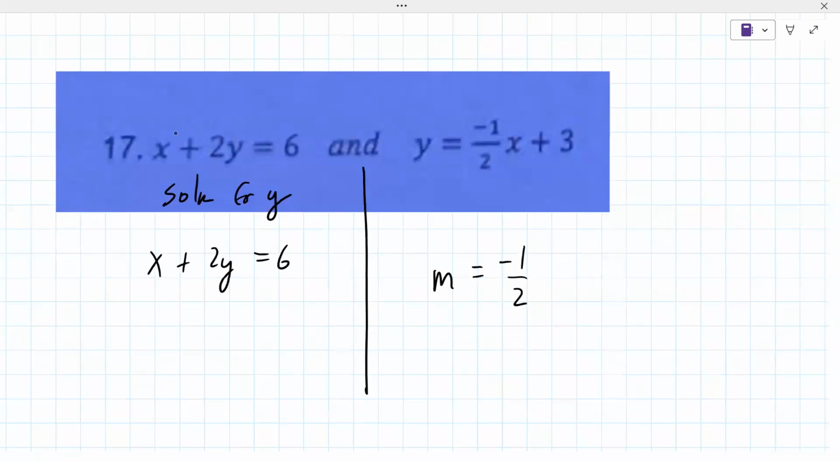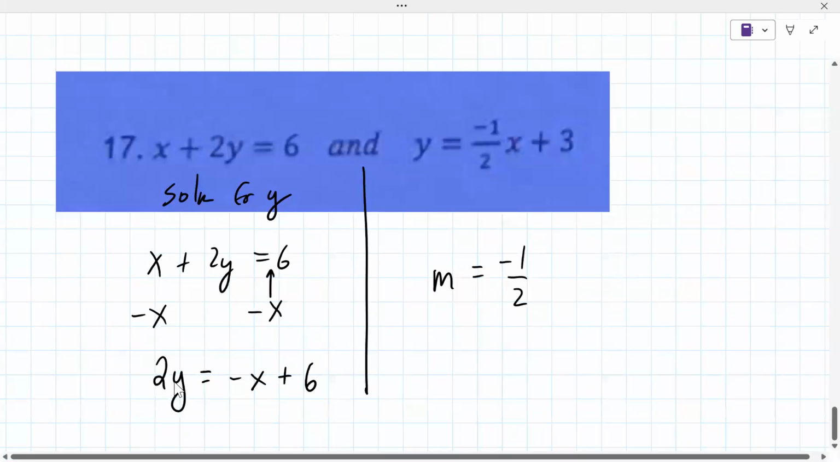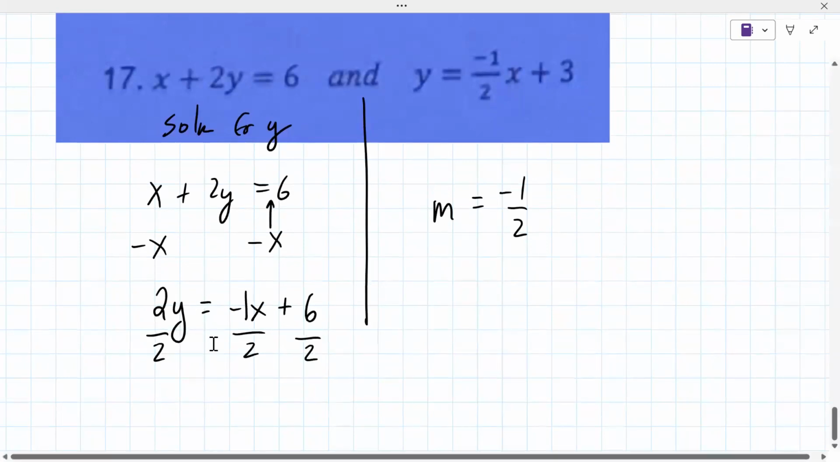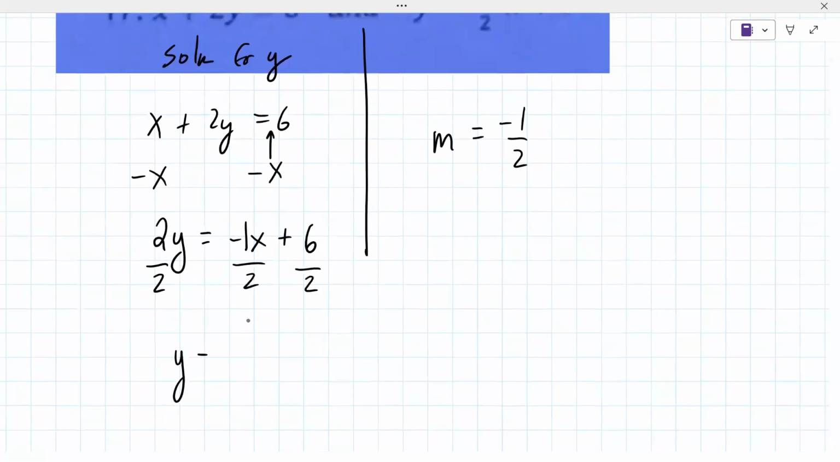To do that, let's subtract x from both sides. It's better to put that in front. So this becomes 2y equals minus x plus 6. Now we still haven't solved for y because there's a 2 in front, so you have to divide everything by 2. It's always good to write that 1 if you're not sure or need just a reminder that it's there.